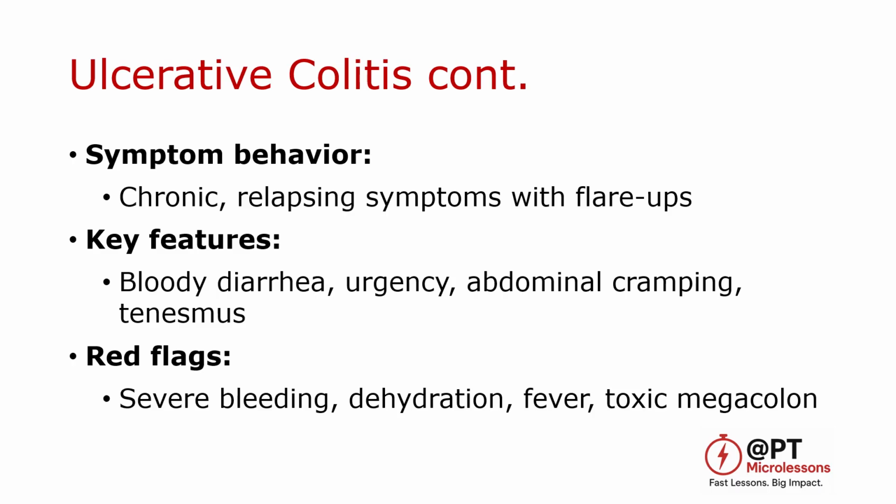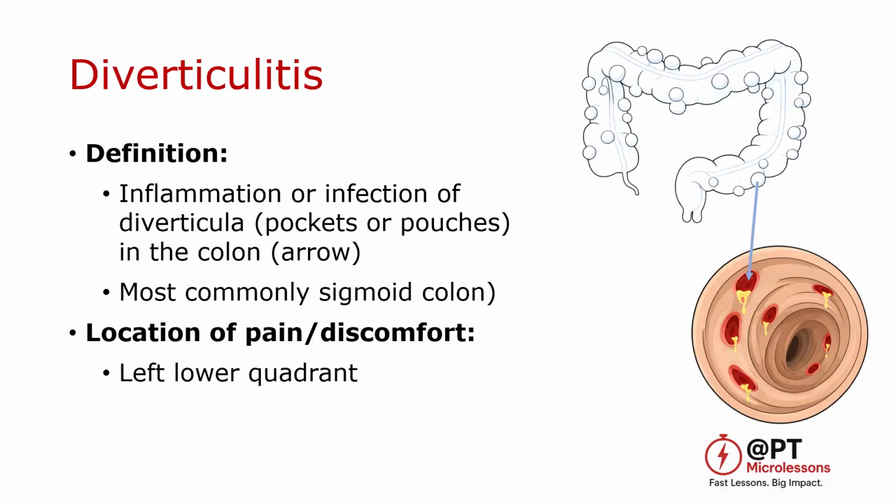Key features include bloody diarrhea, urgency, abdominal cramping, and tenesmus, which is the feeling of incomplete emptying. Red flags include severe bleeding, dehydration, fever, and complications like toxic megacolon, which require referral. Big picture for ulcerative colitis: the triad is bloody diarrhea, abdominal pain, and urgency. Next, let's look at diverticulitis.